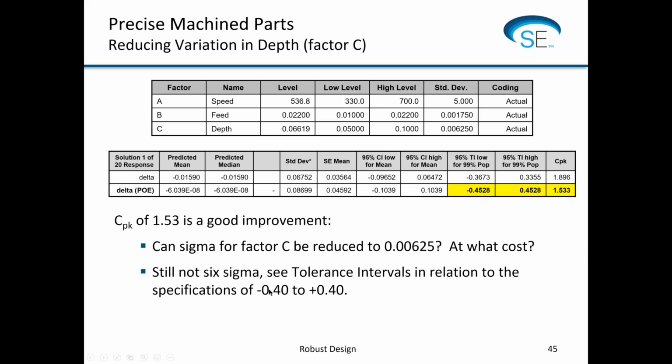We'd like that to be within the bounds of minus 0.4 to plus 0.4, and it's minus 0.45 to plus 0.45. And that's because our CPK doesn't really have us up to Six Sigma. If this was Six Sigma, all of these would be within spec. Okay, so those are all things for you to consider.